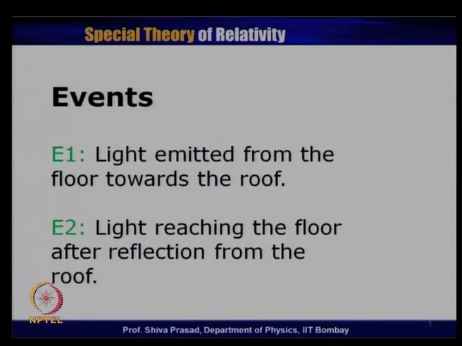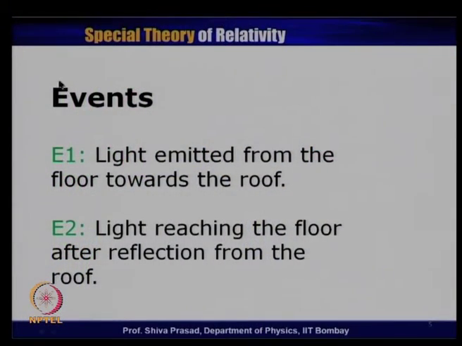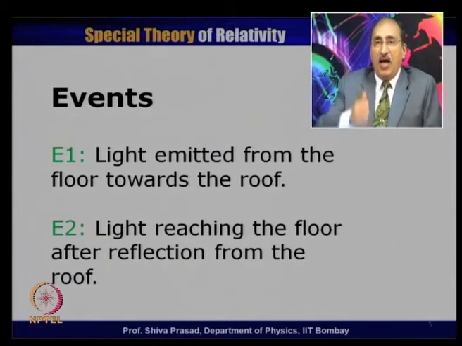So, let us define our events. We have emphasized quite a bit on the importance of identifying events. So, we have event 1. Event 1 is light emitted from the floor of the compartment of the train towards the roof. So, light is thrown upwards.